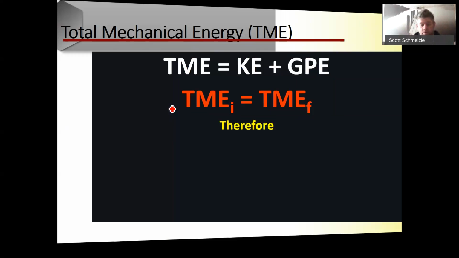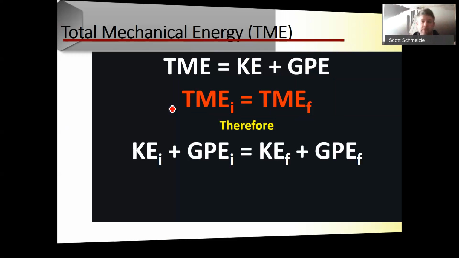So this is our total mechanical energy equation, all right? Kinetic energy and gravitational potential energy in the beginning are going to equal kinetic energy and gravitational potential energy at the end. Okay? They will always balance each other out. Without friction, we assume that all of that energy gets transferred directly into kinetic and gravitational potential.